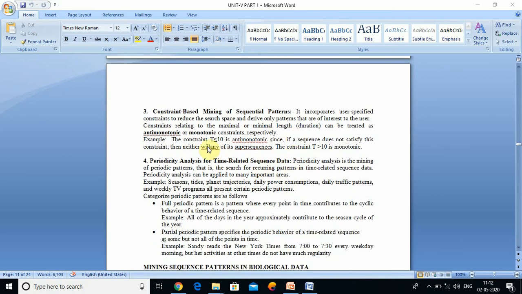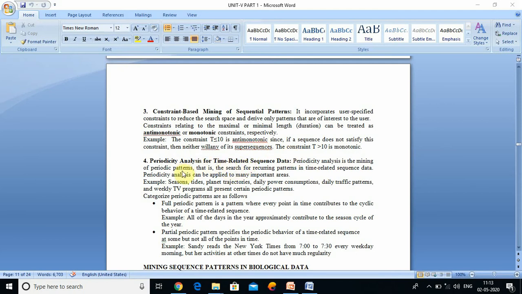Example, the constraint length less than or equal to 10 is anti-monotonic, since if a sequence does not satisfy this constraint, then neither will any of its supersequences. The constraint length greater than 10 is monotonic. Okay.